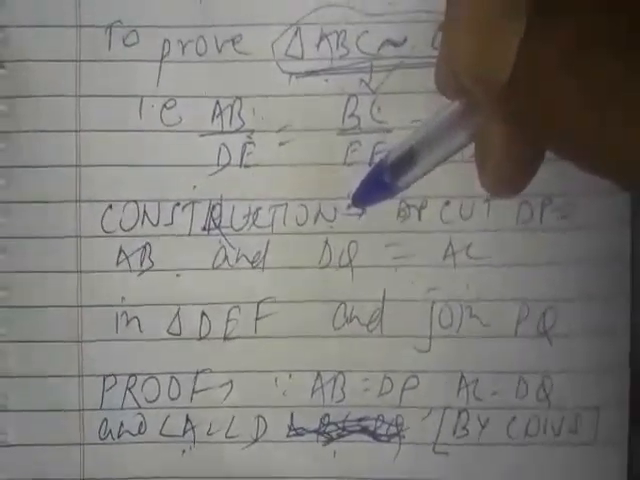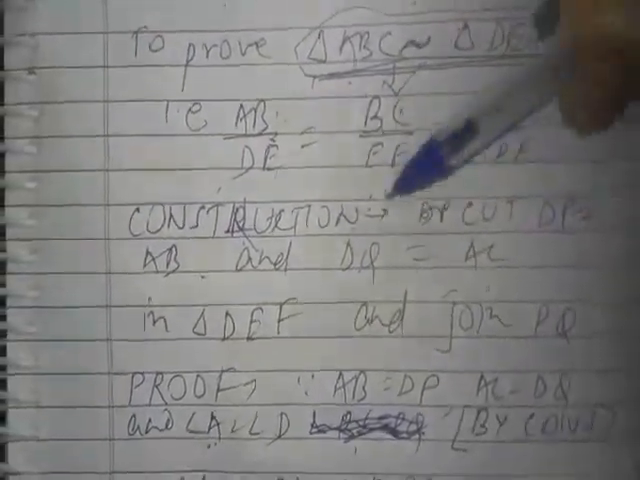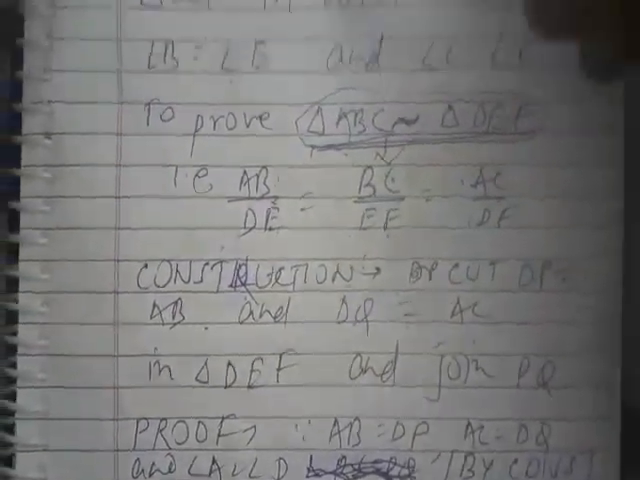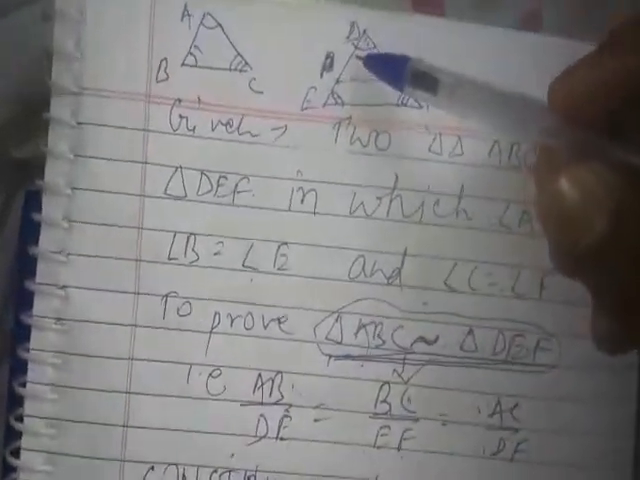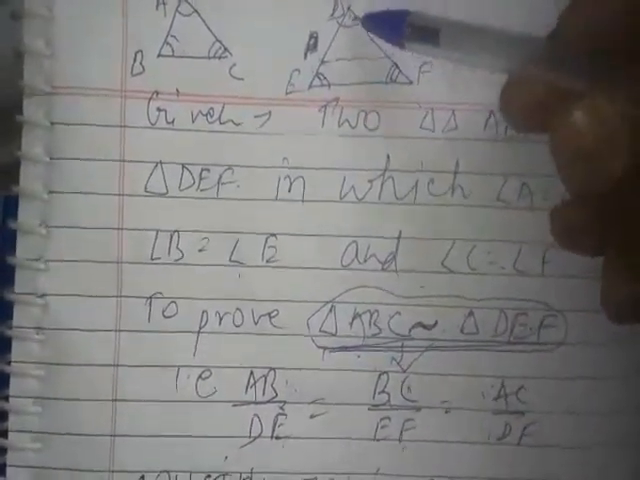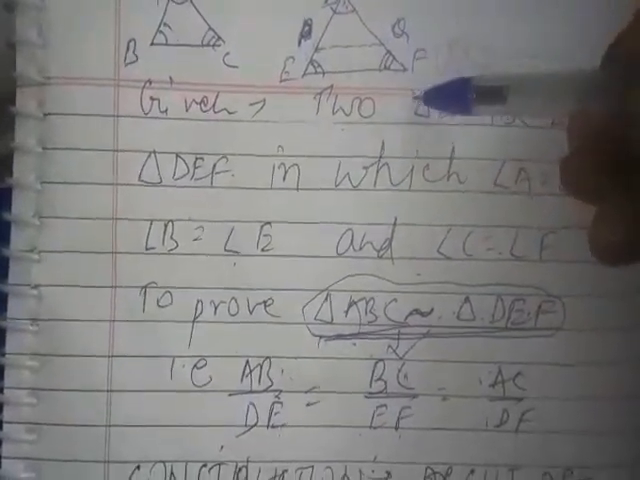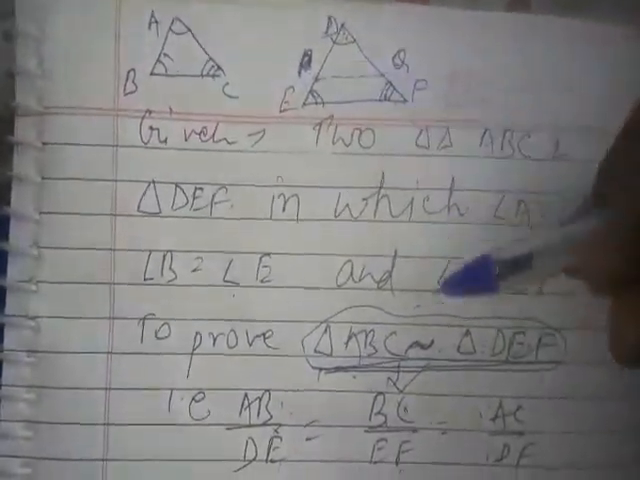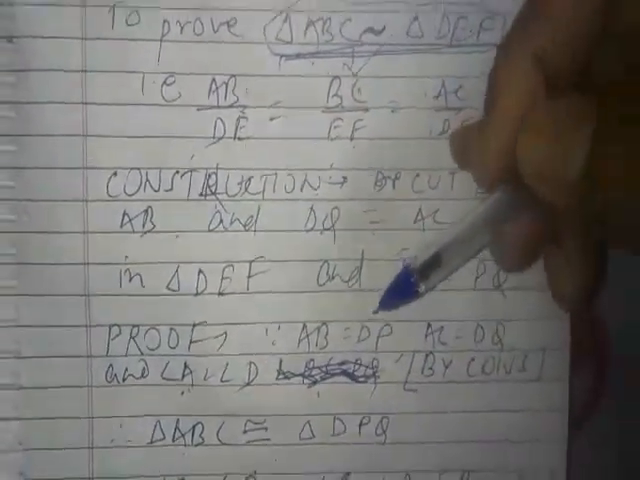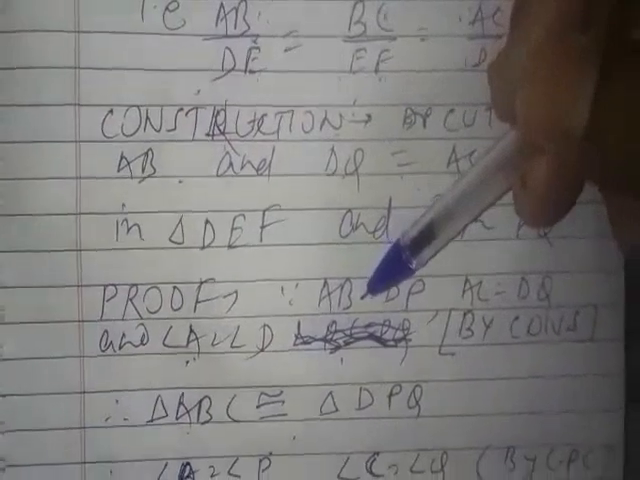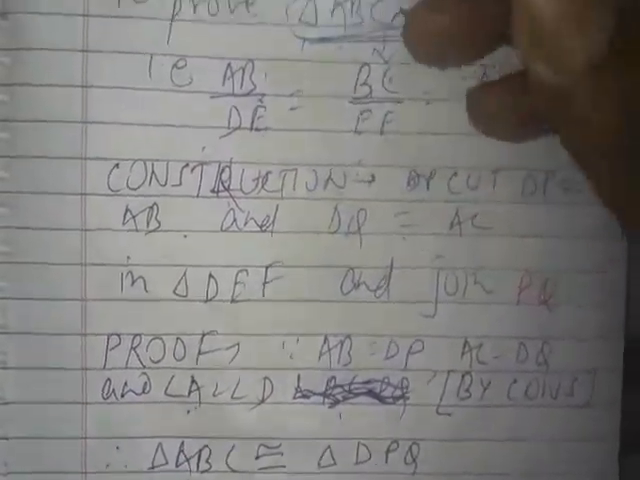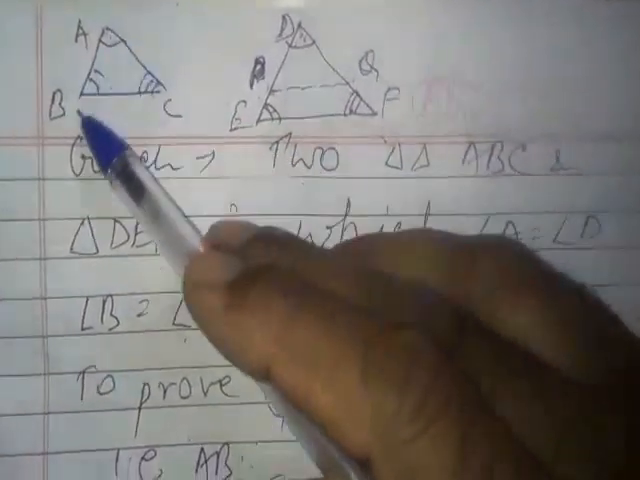We will cut DP equal to AB in DE and DQ equal to AC in DF, and we will join PQ. After that our proof will start. Now we will consider triangle ABC and triangle DPQ.